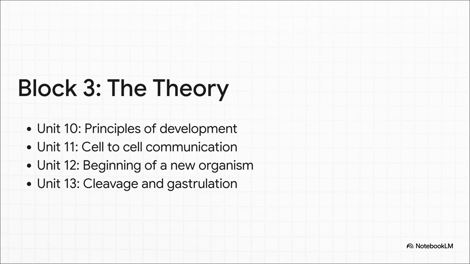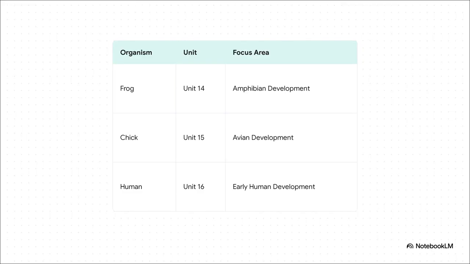It's fascinating. We learn how cells talk to each other, how a new organism actually begins, and we dive deep into really critical early stages like gastrulation. And gastrulation, that's the moment a simple little ball of cells starts organizing itself into the layers that are going to become everything: skin, muscles, organs, you name it. And then block 4 is where we see all that theory put into practice with 3 incredible case studies: a frog, a chick, and even early human development. And this, to me, is where it gets just mind-blowing. You get to see how the exact same set of rules can end up producing such radically different creatures.